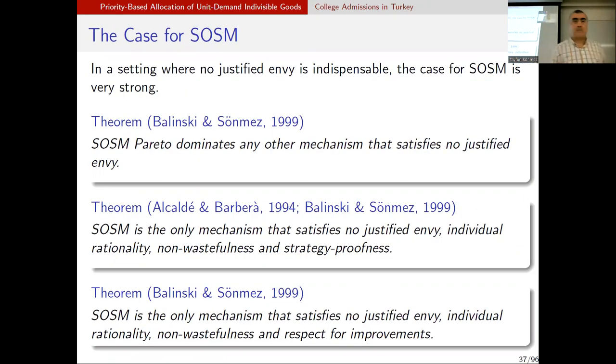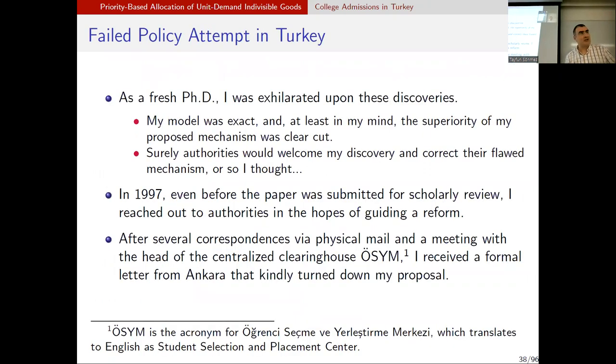Yes. Question. So I'm kind of wondering a little bit about this description of the mechanism. The original Turkish mechanism appears to be reasonably close to the serial dictatorship. I wonder if you thought about some description of the student-optimal stable mechanism that is kind of close to the serial dictatorship. Do you know whether that's possible? I do not know.